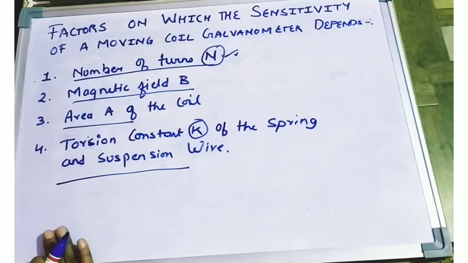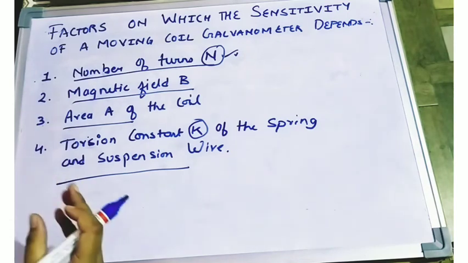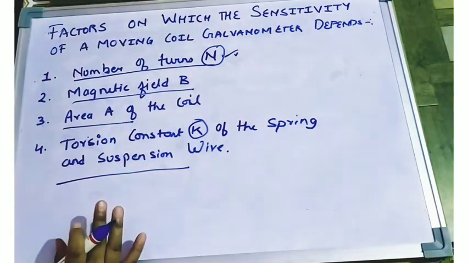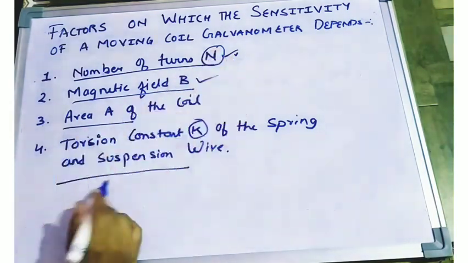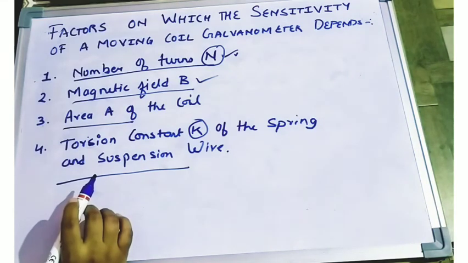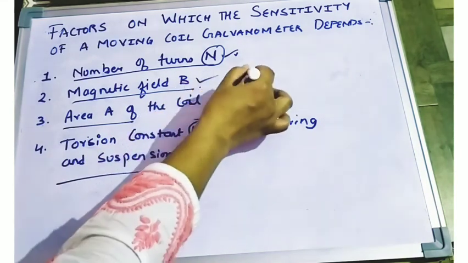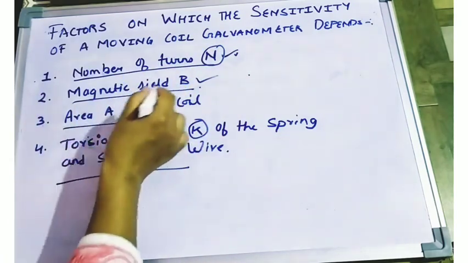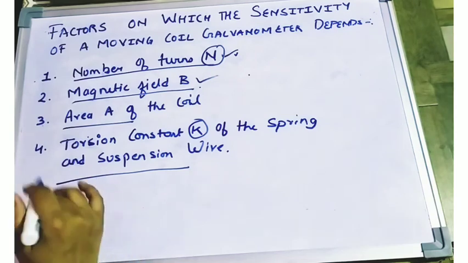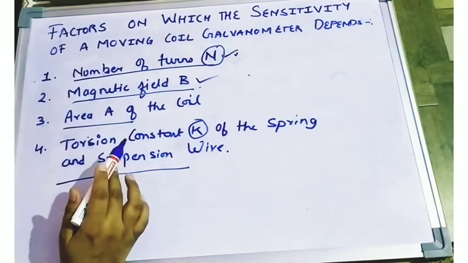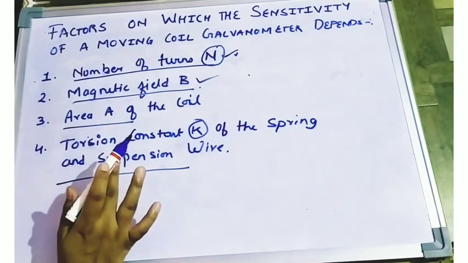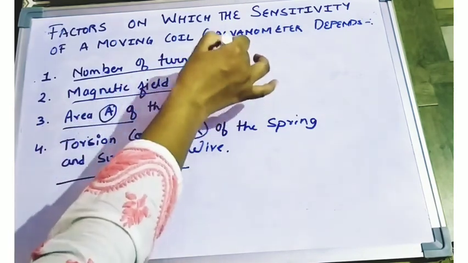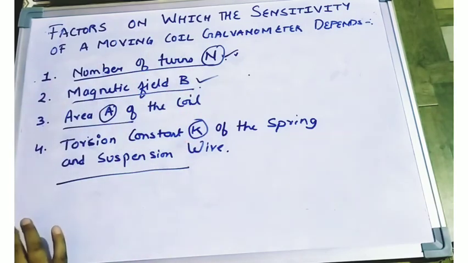After a certain limit we cannot increase it, because it will make the galvanometer bulky, and it also increases the resistance. Now, to increase the magnetic field, we can use a stronger horseshoe magnet, so we get a higher magnetic field. Third, we can increase the area of the coil, but this is also only up to a certain limit, because of the same factors we discussed for the number of turns.